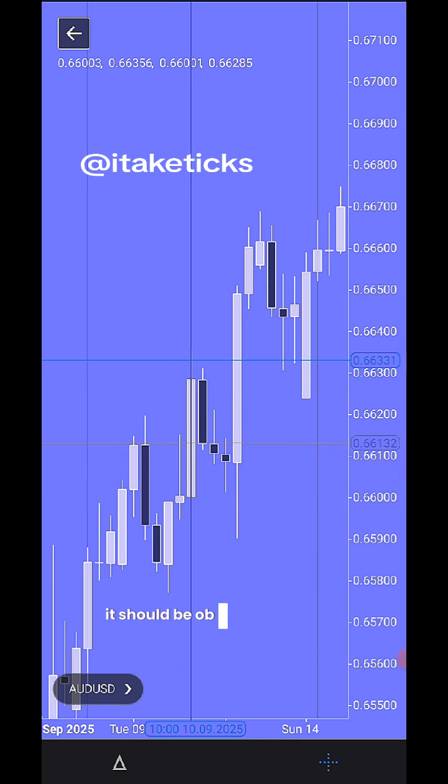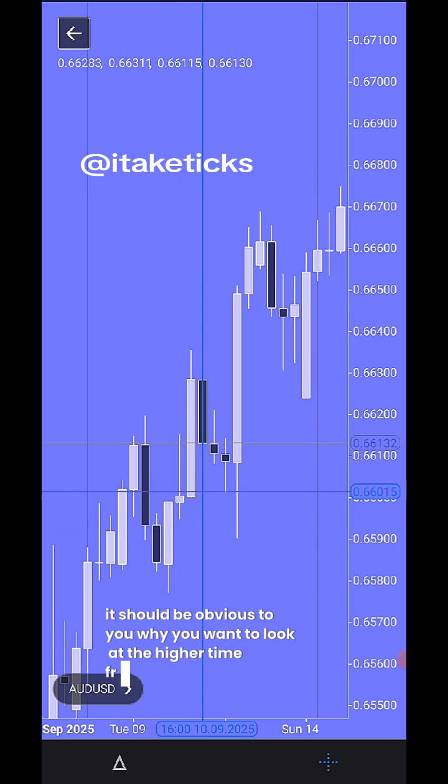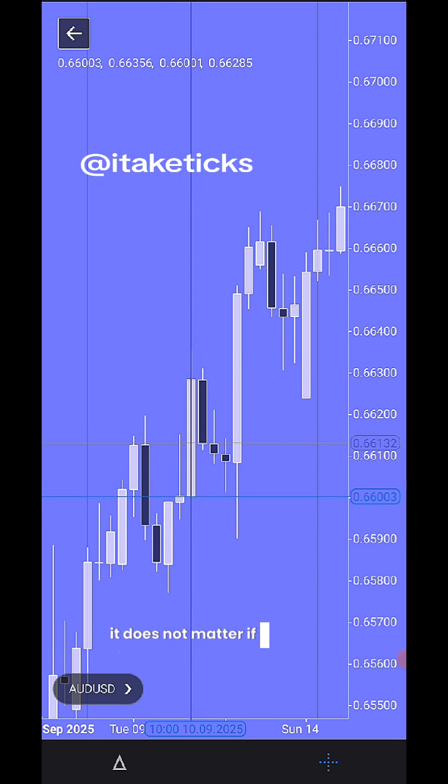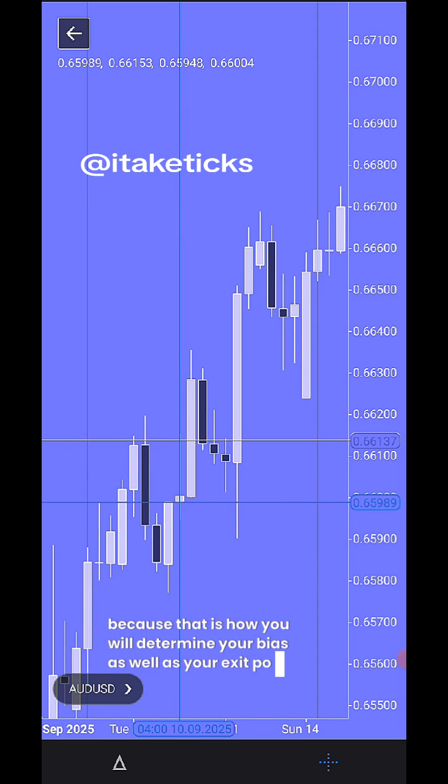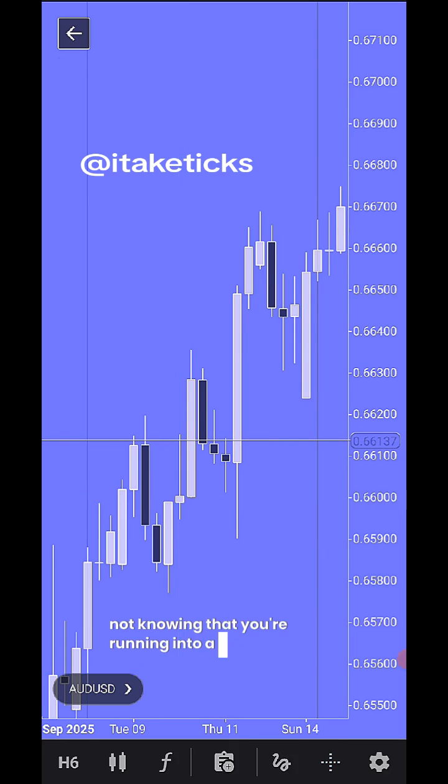Immediately, it should be obvious to you why you want to look at the higher time frames first. It does not matter if you are a scalper working with the 15 minute or the 5 minute charts. You should always look at the higher time frames because that is how you will determine your bias as well as your exit point. It does not make sense for you to scalp in the middle of nowhere, not knowing that you're running into a structure that may eventually lead to your downfall.